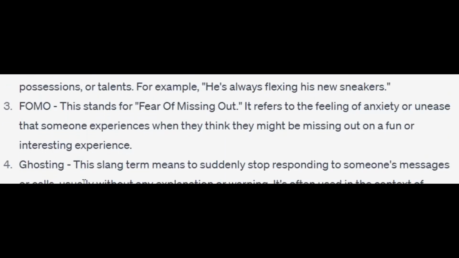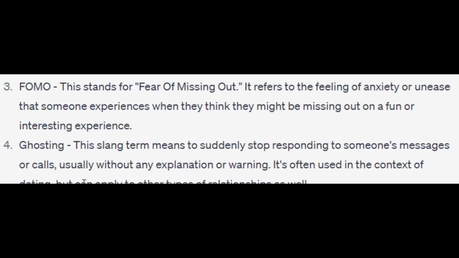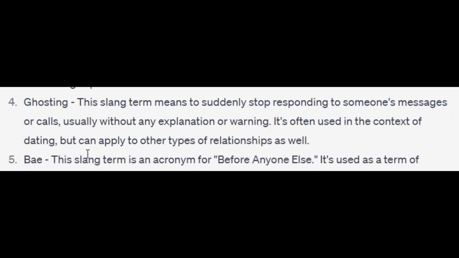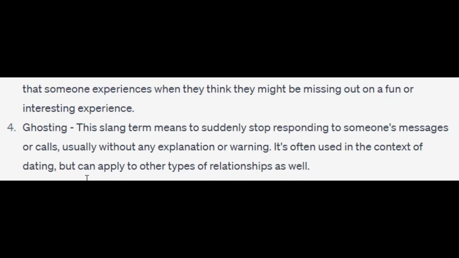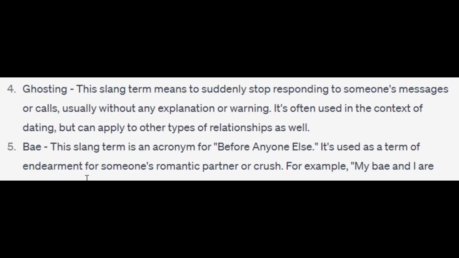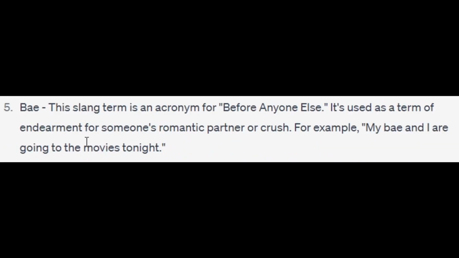FOMO, the fear of missing out. It refers to the feeling of anxiety or unease that you experience when you think about missing out on fun or an interesting experience. Ghosting. This means to stop responding to someone's messages or calls, usually without explanation or warning. It's often used in the context of dating, but can apply to other types of relationships as well. So you ghost someone, you stop texting them. Bae. The slang term is an acronym for before anyone else. It's used as a term of endearment for a partner or crush. For example, my bae and I are going to the movies tonight.